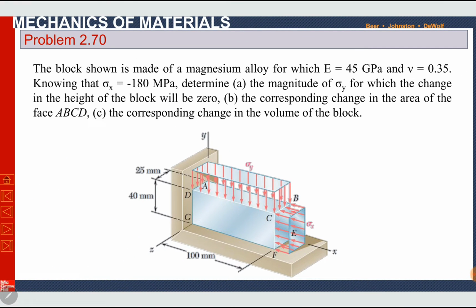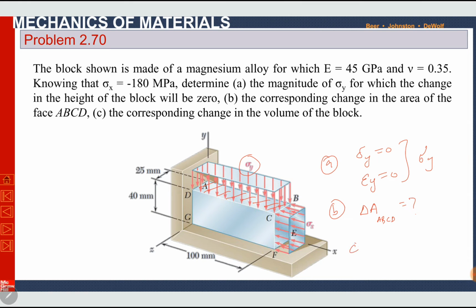Determine in part A the magnitude of sigma y, this compressive stress sigma y, for which the change in the height of the block will be 0. Change in the height of the block means delta y is 0 or epsilon y is 0. So delta y or epsilon y is 0, we have to find sigma y in part A. In part B, the corresponding change in the area of the face ABCD. Where is the face ABCD? This top face. We have to find the change in area of face ABCD.